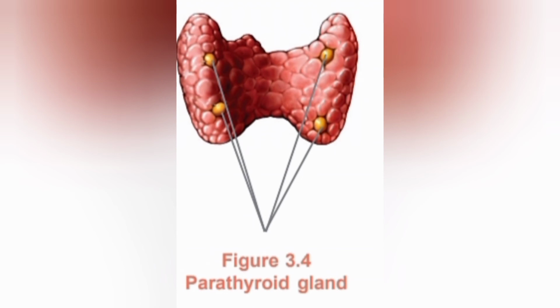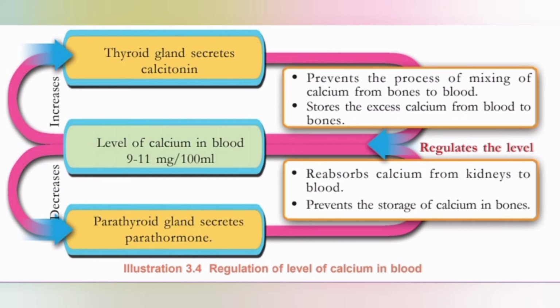The figure shows the parathyroid gland, which is located behind the thyroid gland. It is a butterfly shaped gland. What is its secretion called? Parathormone. It acts when there is a lower level of calcium in blood. What is the normal level of calcium in blood? It is 9 to 11 milligram per 100 ml. This diagram clearly illustrates how the regulation of the level of calcium in blood happens. We can go through it in detail.